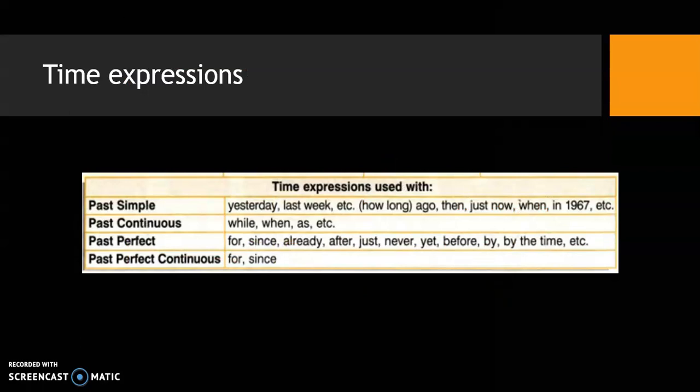Well, as regards time expressions in the past forms, we have the most common ones here for past simple, past continuous, past perfect, and past perfect continuous. Have a look at them.